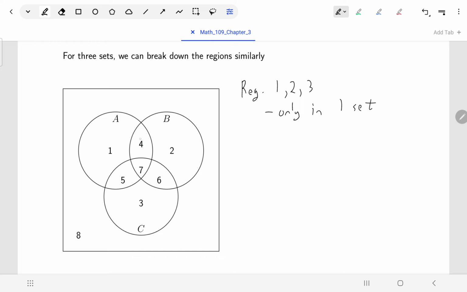4, 5, and 6, those are places where we're in 2 out of the 3 sets. In 4, you're inside of A and B, but you're not inside of C. 5, you're inside of A and C, but you're not inside of B. 6, you're inside of B and C, but you're not inside of A. So if we're thinking about regions 4, 5, and 6, I could say that those are places where we're in exactly 2 sets.